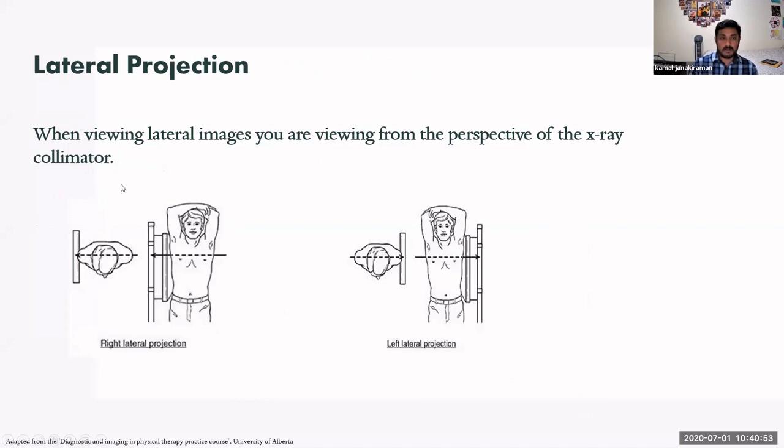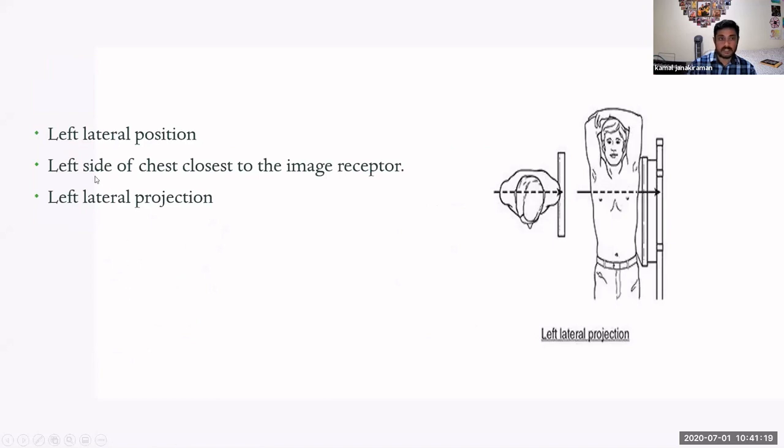Lateral projections. When you're viewing the lateral images, you are viewing from the perspective of the X-ray collimator. When you say right lateral projection, your right side is close to the image receptor. When you say left lateral projection, your left side is close to the image receptor. The same thing: the left side of the chest is close to the image receptor in a left lateral position.